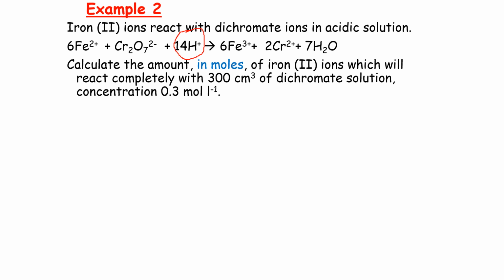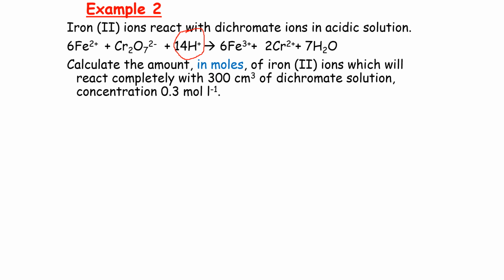So it's asking us to calculate the amount in moles of iron 2 ions, which will react completely with 300 centimetres cubed of dichromate solution concentration 0.3 moles per litre. So this question is actually more straightforward than the one we've just done. Let's have a look at it. So it's asking us to calculate the amount in moles of iron 2 ions.